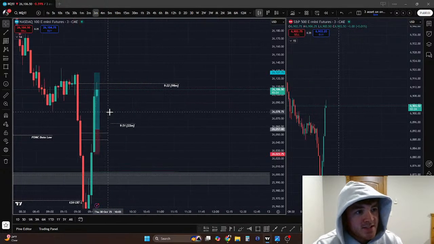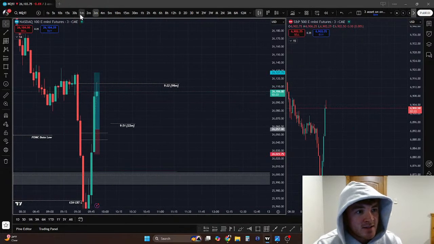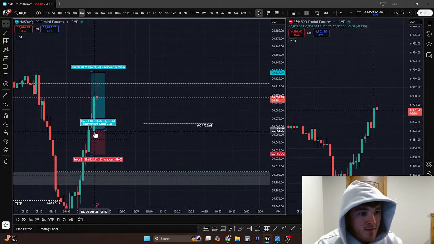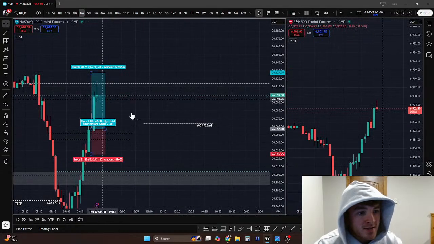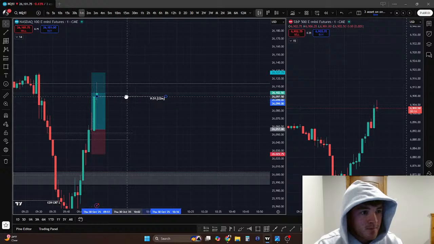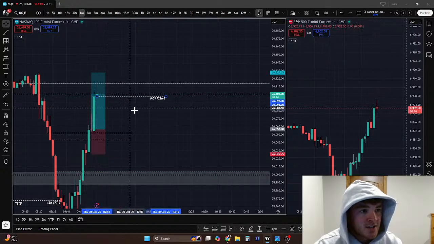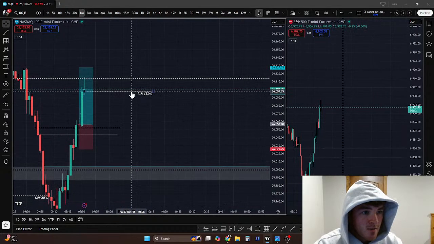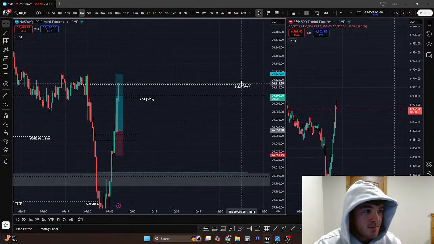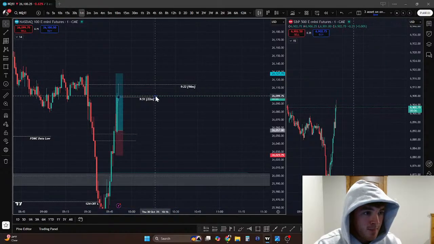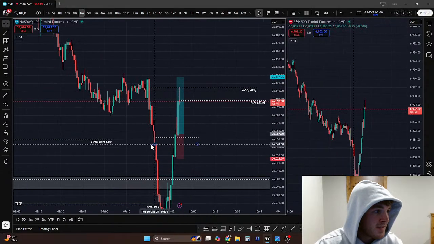I'm curious if this will stay high resistant. Now we are above both true opens. Oh, there it is. 951. Ooh, this is getting interesting. This is getting interesting. 951 and then 922. So what if this stays high resistant?